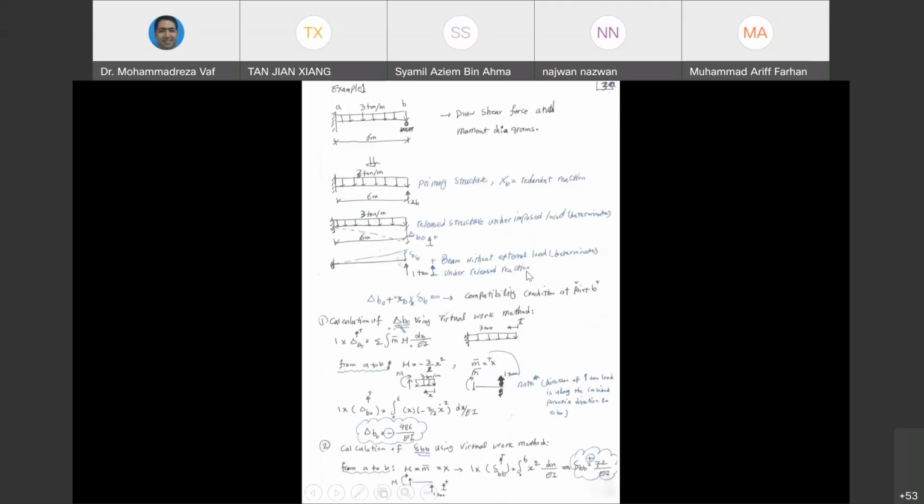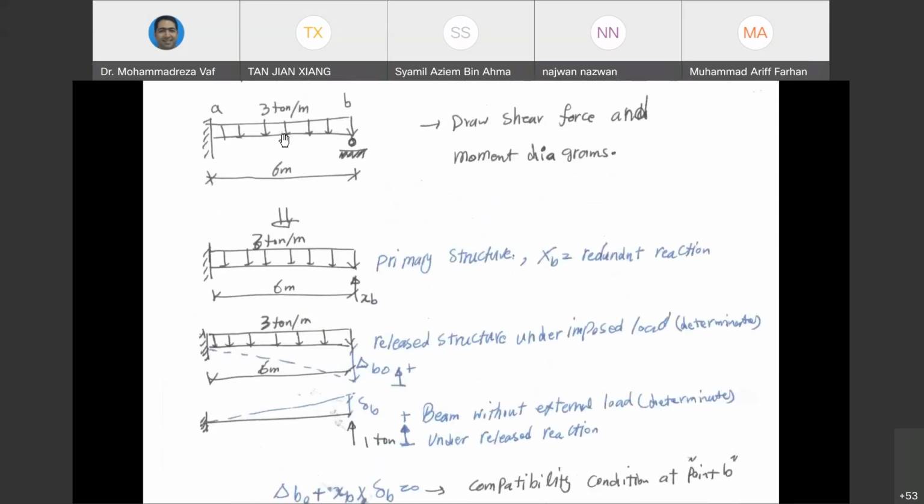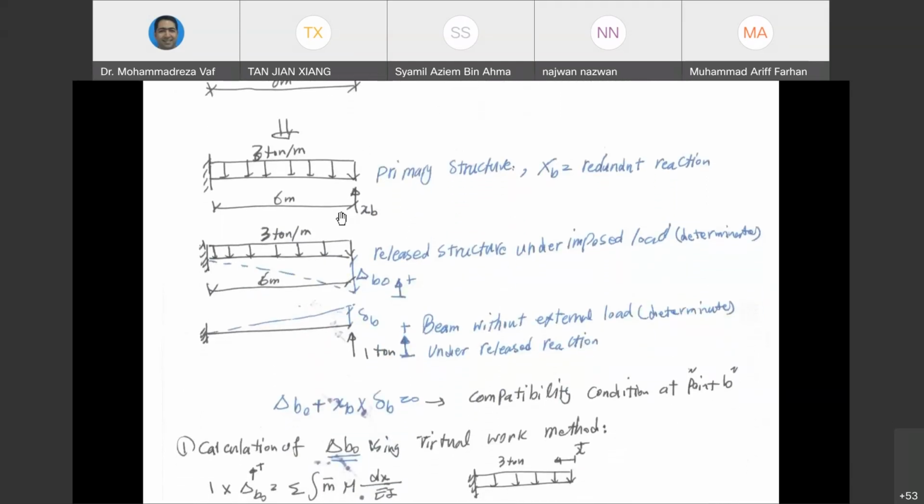Okay, let me go back again. Just explain one more time what we did. We got one structure. They asked us to analyze it and get the bending moment and shear force diagram. In order to do that, we assume one of the support reactions to be an unknown support reaction. In this case, we assume it to be the support reaction at point B. Okay, now that we want to calculate the XP, we are going to remove it first. The structure will become a determinate structure.